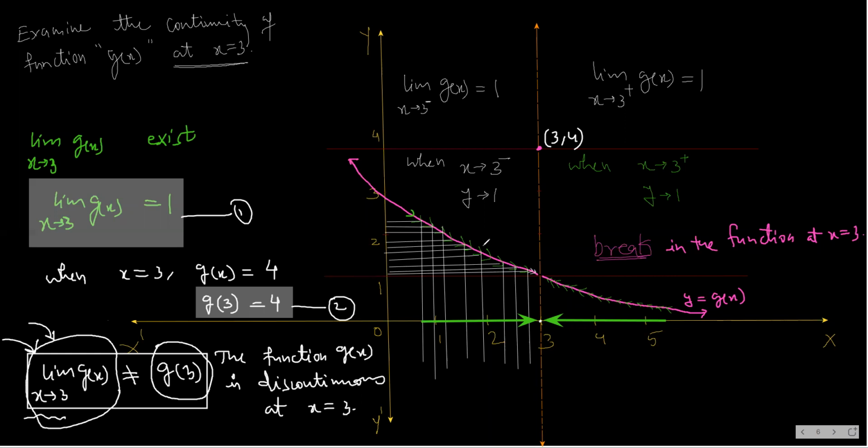So what you notice is that when x is approaching 3 from either side, the function g of x is approaching 1. From either side, it is coming close to number 1. But when x is equal to 3, it is not 1. What is it? It is 4. And because of which the function is discontinuous at x equals to 3.